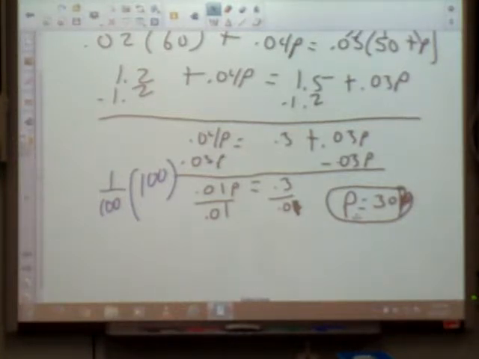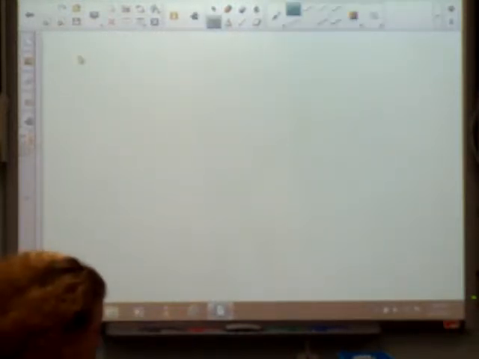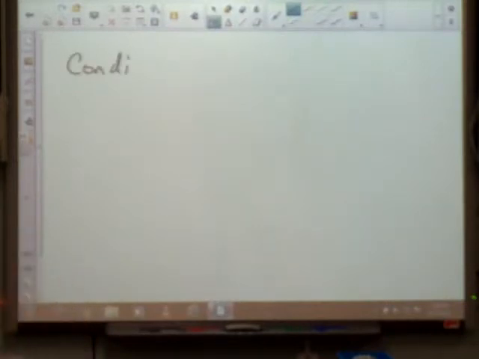All right, we got 3 terms that we got to link up with this now. Write these terms down and we'll learn what they mean. Conditional, identity, contradiction.